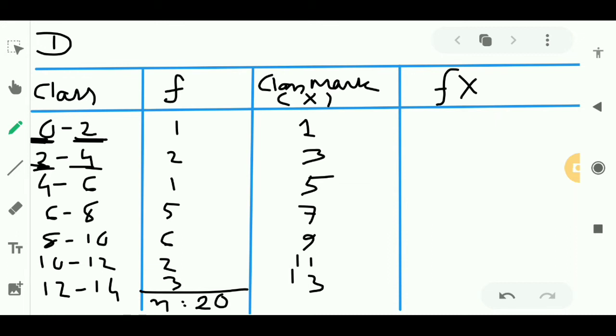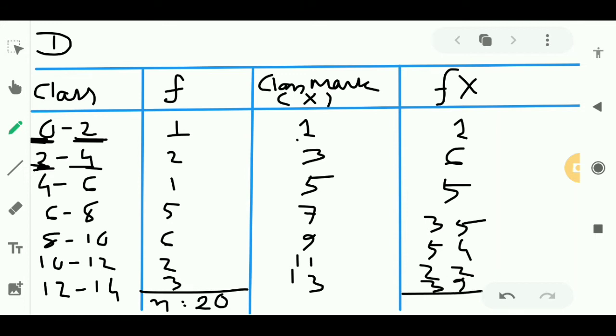Now we have to multiply. F and X we will multiply. 1 into 1, 1. 2 into 3 is 6. 1 into 5 is 5. 5 into 7 is 35. 6 into 9 is 54. Then 2 into 11 is 22. And 13 into 3 is 39.